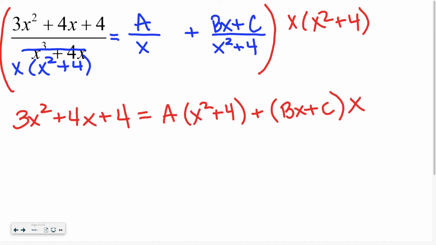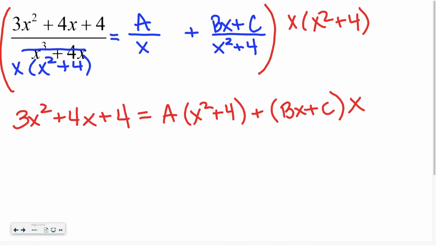When you have a quadratic denominator, it really messes up us being able to plug in a number to make it 0. Yes, we could plug 0 in here and figure out A. But what are we going to plug in here to make this 0? Not a real number, right? Yeah, 2i would be fine, but we're not going to mess with imaginary numbers.